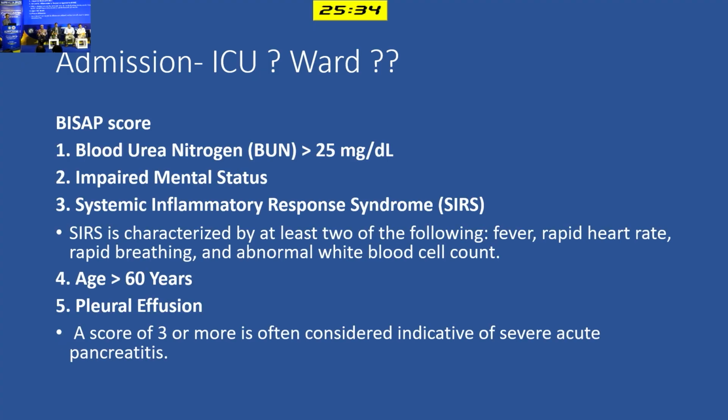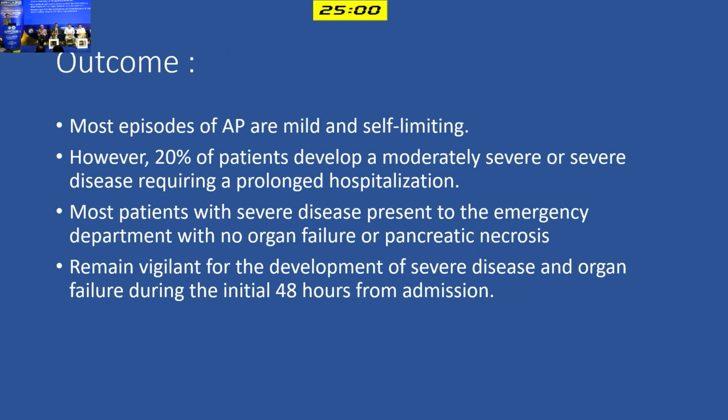Sure. This patient was admitted in the ward, but of course there are multiple scoring systems for pancreatitis which can identify whether a person is going into possible organ failure or has serious indication for ICU admission. But this is a small bedside score, which measures, as you have mentioned, blood urea nitrogen, mental status, systemic inflammatory response, age if more than 60, and pleural effusion. If 3 or more of these are present, it is considered indicative of possible severe acute pancreatitis. So this person does not definitely qualify for any of these, and the person was admitted in the ward.